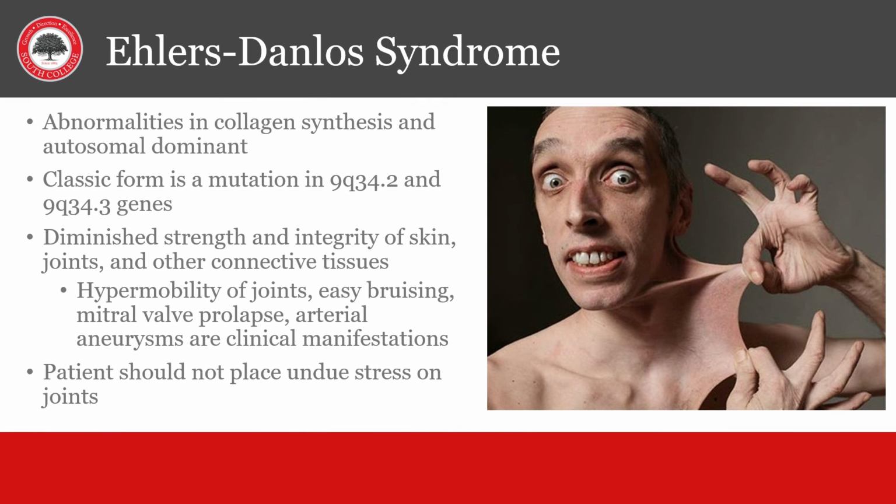Ehlers-Danlos Syndrome is an autosomal dominant collagen disease. These are the circus contortionists. They have hypermobile joints and stretchy skin like this guy here. They can have aneurysm formation and mitral valve prolapse.